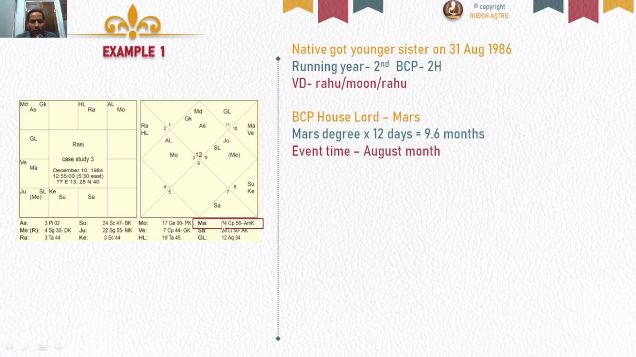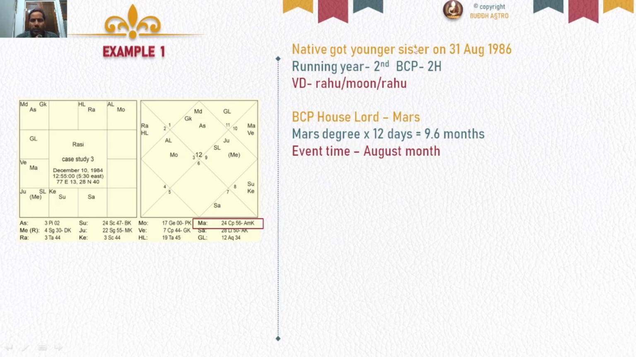First, we will see the degree of Mars. Mars is sitting in Capricorn sign at 24 degrees, right? So the BCP house lord is Mars. Mars degree is 24, approximately 25 because it is 56 minutes also. So multiply by 12 days, you will find 9.6 months. So it means almost 9 months will be completed and the 10th month will be active, right?